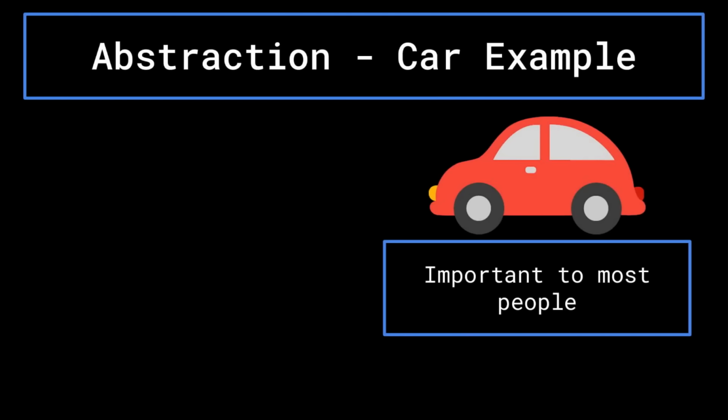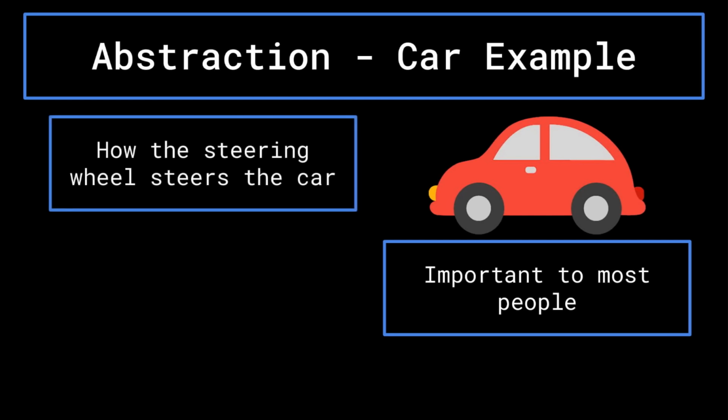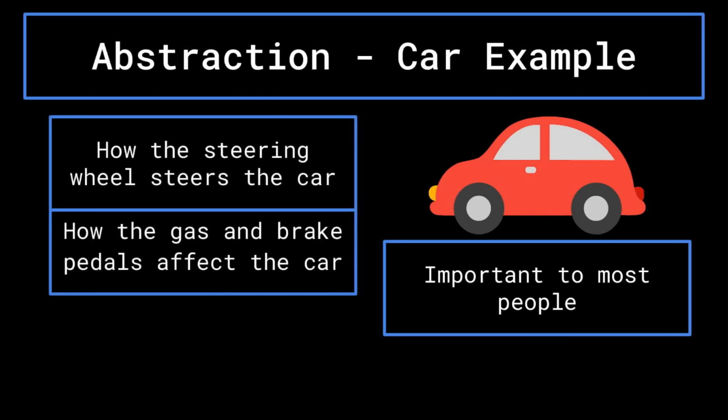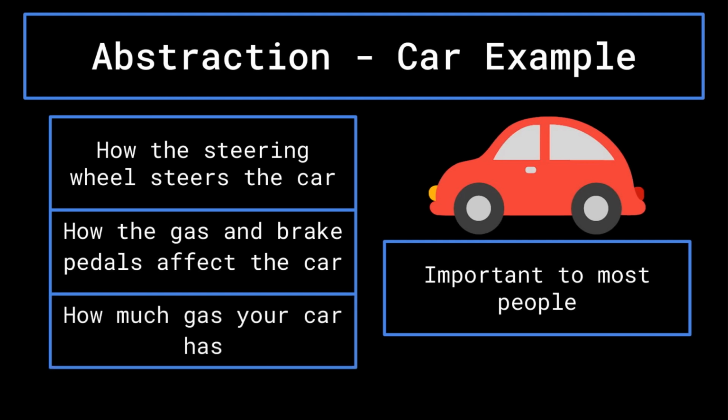When you drive your car, there are some things you need to understand about it. You need to understand how the steering wheel steers the car, and how the gas and brake pedals work. You also need to know how much gas your car has, and that it needs gas to work. These are necessary details for you to be able to drive the car properly.